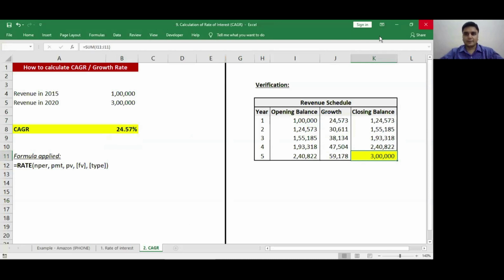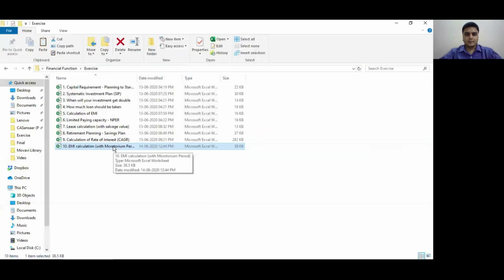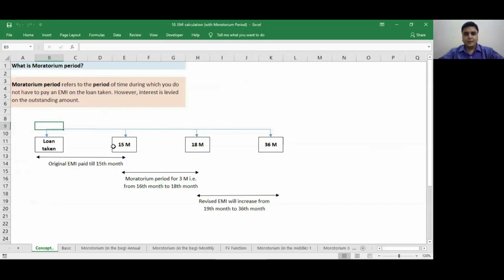So let's move on to another exercise. This is the final exercise. In this, we will learn how to calculate EMI in case of a moratorium period. So I'll cover this topic in detail in a separate video.